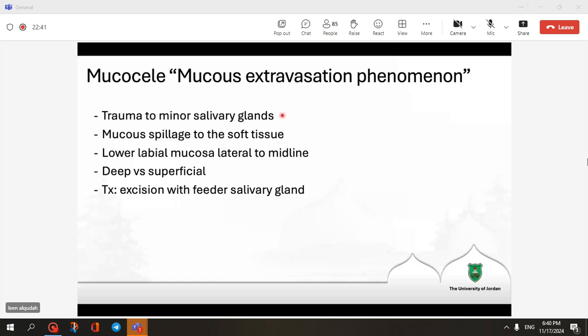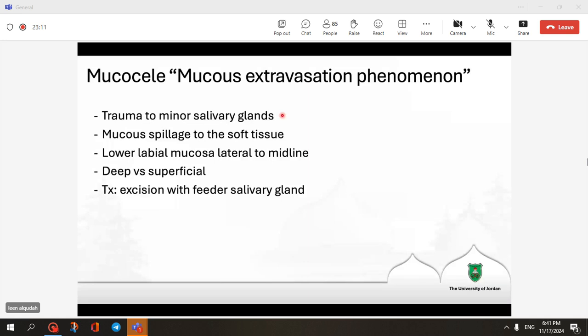You can also see it elsewhere, like the buccal mucosa, also sometimes may be seen in the palate. What happens here is the mucus, which is regularly inside the salivary gland, has been spilled out and it's basically in the soft tissue. That's why it's going to form a mass. Usually it's either deep or superficial. And what you need to do in this case is take it out, excise it with the feeder salivary gland. If you take the mucocele alone without the feeder salivary gland, it will come back.